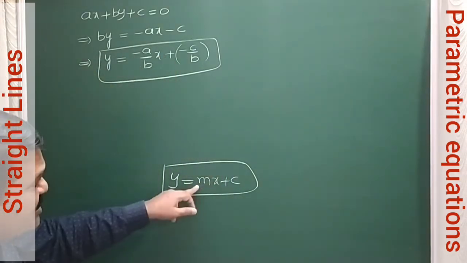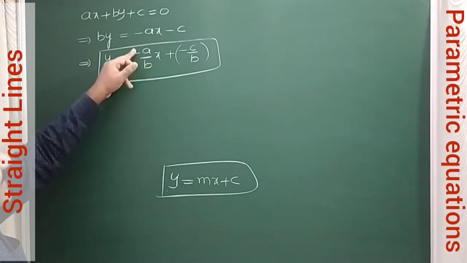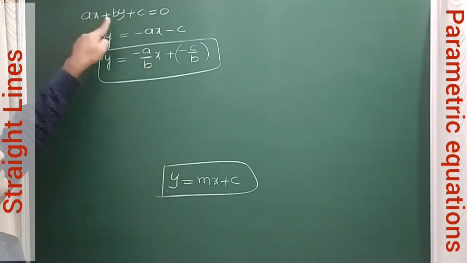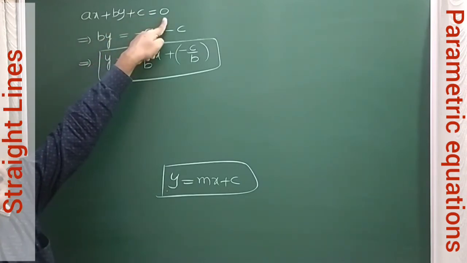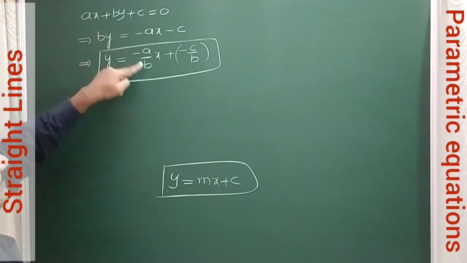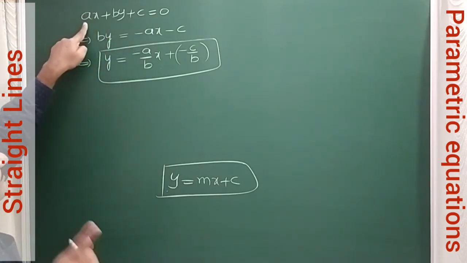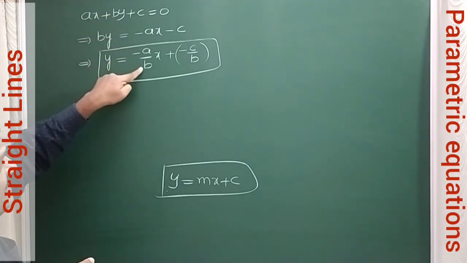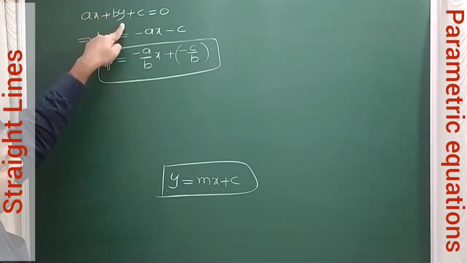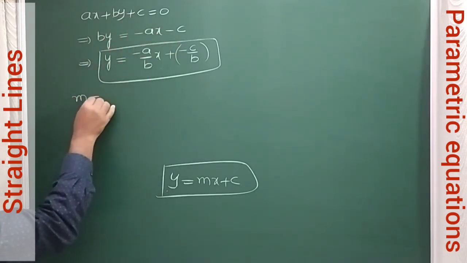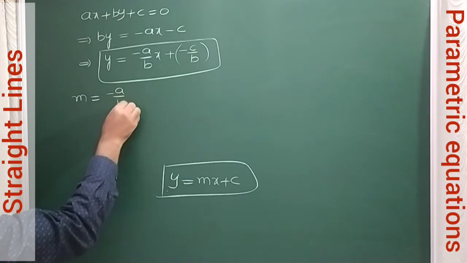What is the coefficient of x here? Minus a by b. This is the slope of the line ax plus by plus c equal to 0. So whenever a line is given like this, the slope of the line is nothing but minus a by b, meaning minus coefficient of x by coefficient of y. You have to remember that. So the slope of this line is minus a by b.